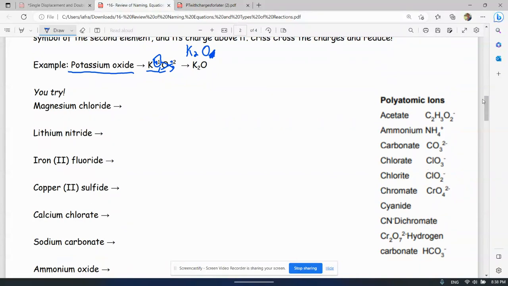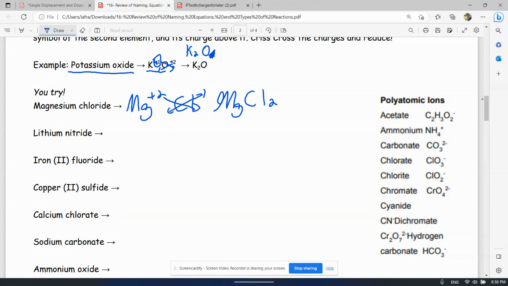So magnesium chloride. First of all, we know this is ionic because we have a metal and a nonmetal. Magnesium, I'm just showing you all the work here. Magnesium is plus 2 from our periodic table. Chloride is negative 1. Let's do a crisscross here, and we get MgCl2. We have 2 chloride ions and 1 magnesium.